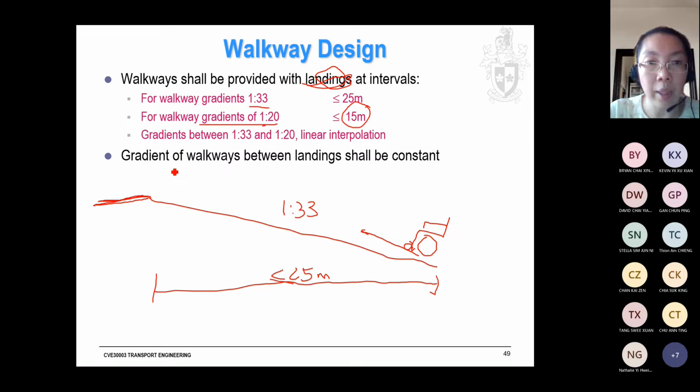And the gradient of walkways between landings shall be constant. So from one walkway to another, on this side, this should also be 1 in 33. So this one and this one should be constant.